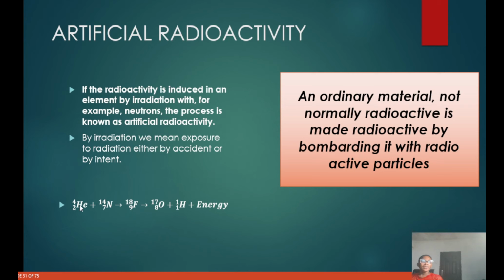You can see that we bombarded these elements with helium, which is an alpha particle. And what happened? It became fluorine. Again, it became oxygen, and again it became hydrogen, because addition of these two will give us our fluorine back.